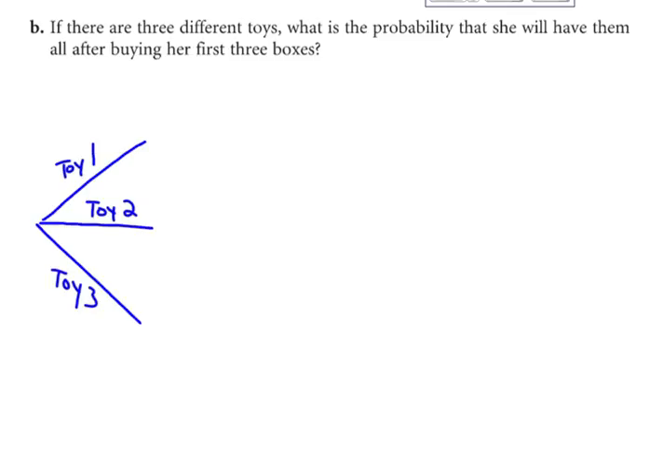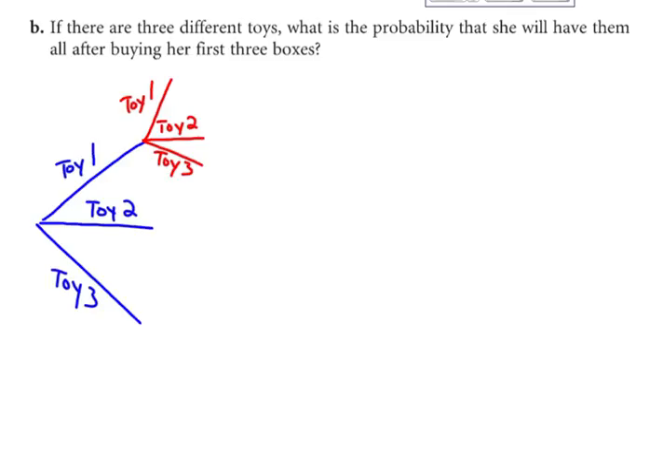Next, Talia is going to get the second box of cereal. And of course, in the second box of cereal, she could get any of the 3 toys. Well, we have to draw that for all 3 outcomes that we already have in our tree diagram. So up here, we're going to say maybe she gets toy 1, or she gets toy 2, or she gets toy 3. And then we have to do the same thing down here.